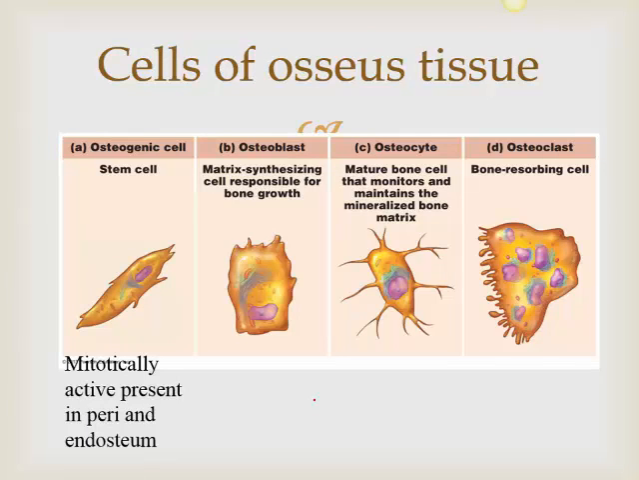So let's look at the cells now of osseous tissue. We talked of two of the cells. So a primitive cell, which is seen in the periosteum and the endosteum. This primitive cell, which is called the osteogenic cell, means a cell capable of giving rise to cells of the osseous tissue. So that's known as the osteogenic cell or stem cell, and that is seen in the periosteum and endosteum, and these are mitotically active because they can give rise to other cells.